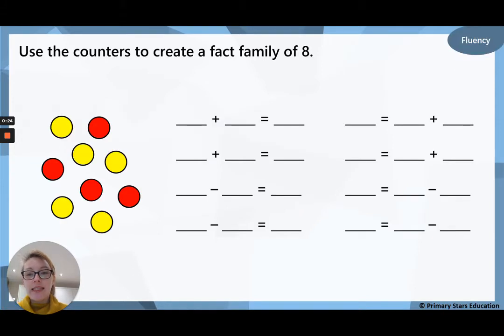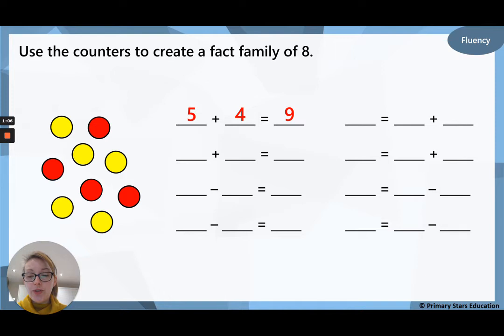So we can see some counters here, and by counting these counters in different ways, we can find 4 addition number sentences and 4 subtraction number sentences. So if we look carefully and we count the yellow counters, we can see that there are 5 yellow counters there and there are 4 red counters. So we can say that 5 add 4 equals, if we count them all together to find the total, we can see there are 9. So 5 plus 4 equals 9. So that's one addition number sentence we could write to match this group of objects.